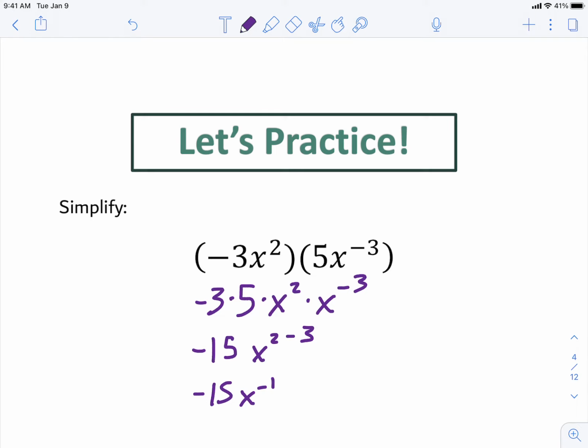So now what do we do with the x to the negative 1? This is going to be negative 15 times 1 over x to the 1. And if we really want to simplify this, the 15 gets multiplied to the numerator, so that becomes negative 15 over x. And we'll get rid of the 1 as the exponent.